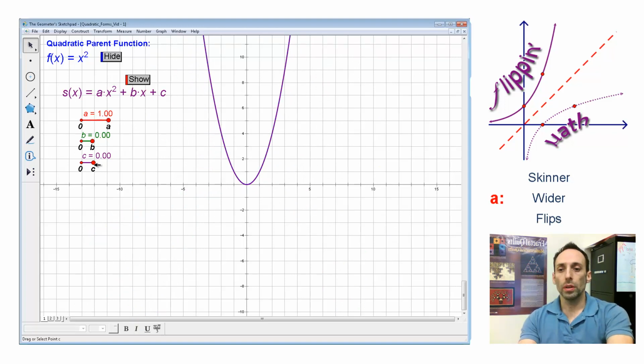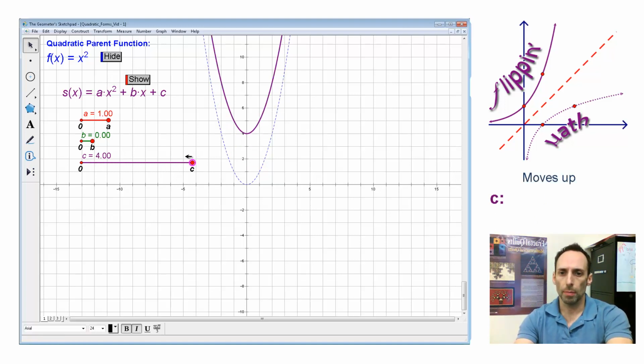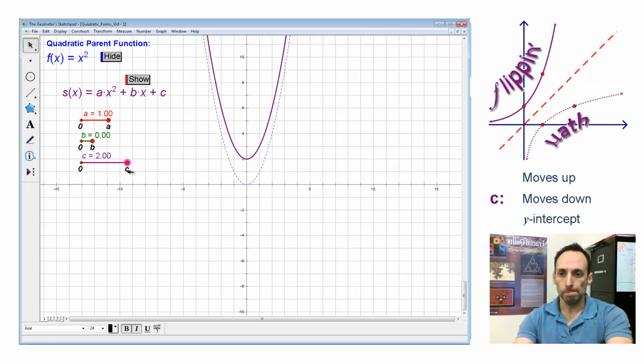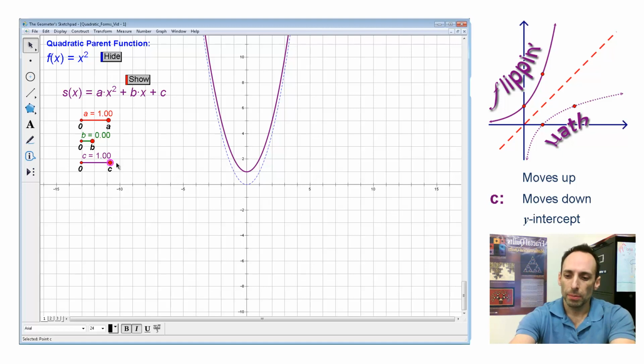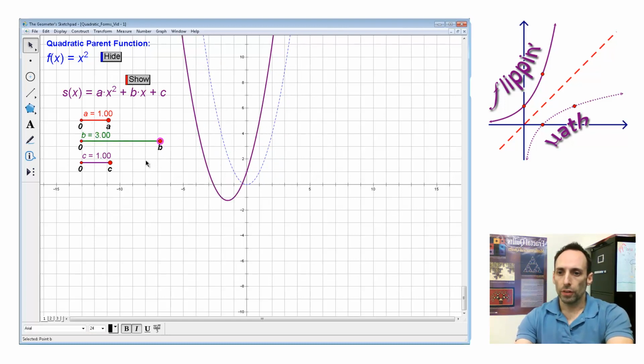Now, then we talked about the c. The c scooched or moved our parabola up and down like so. And we said something about this b value. We didn't talk about it much, just that it kind of moved it left or right in some kind of way. Now, for example, the b value is on 3. Even though it's 3, it doesn't give you an indication on the graph what that 3 does.